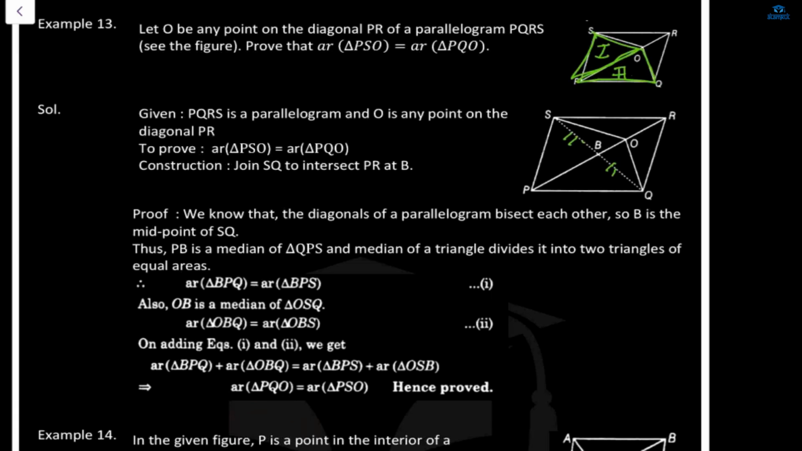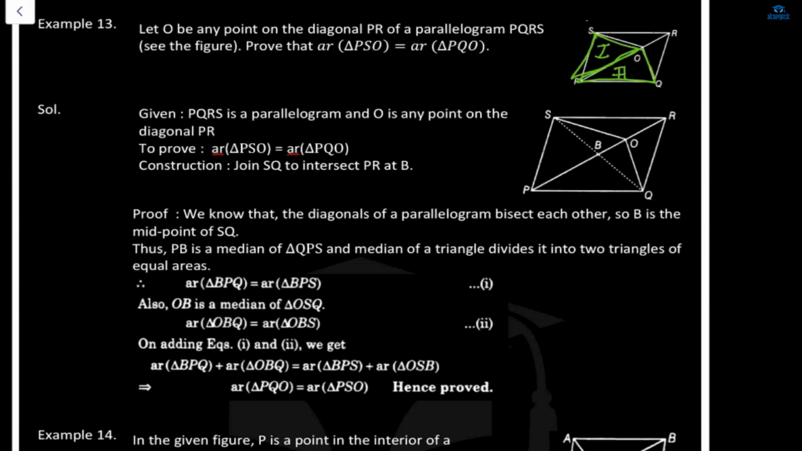So PB will be a median, and since it is a median, this triangle area will be equal to this triangle area. Similarly, BU will also be a median, so this triangle area will also be equal to this triangle area. If we add both of these, the whole triangle PSO area will be equal to PQO. Any doubt? Understood or not?